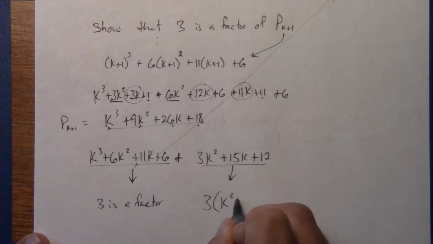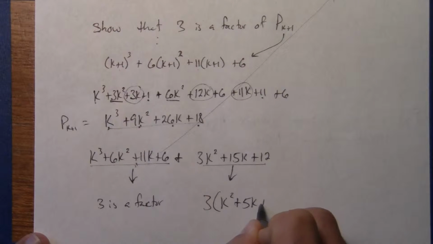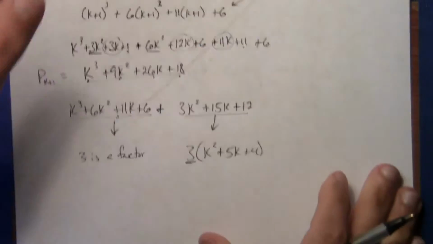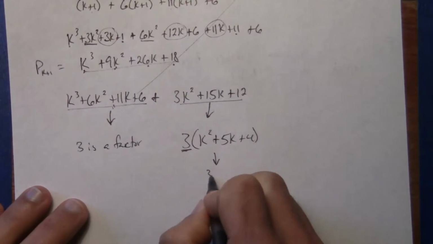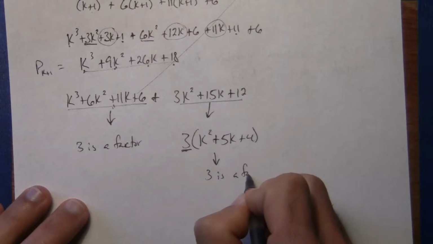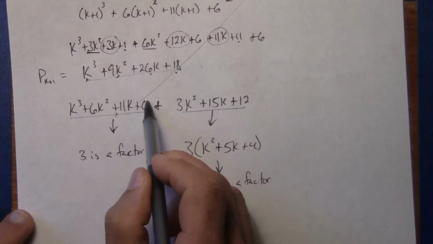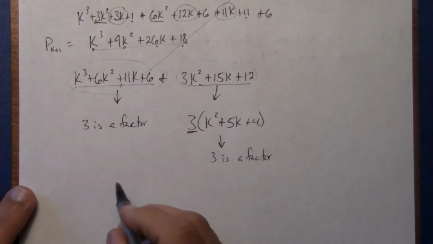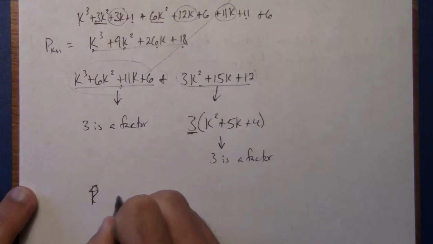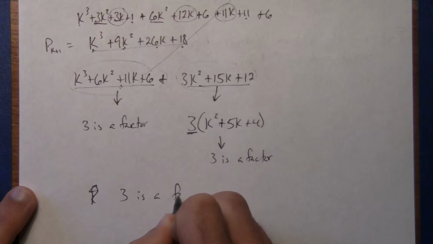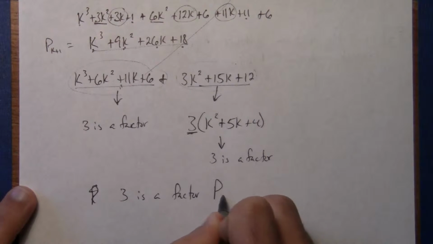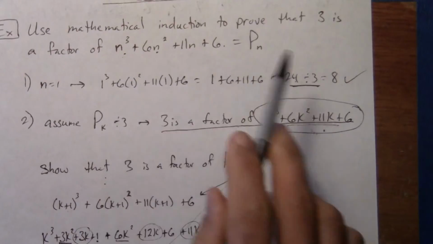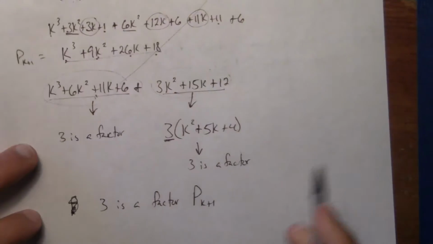It's 3 times (k squared plus 5k plus 4), and because of that 3 times that quantity, that means that 3 is also a factor of it. And so because 3 is a factor of this chunk here, and 3 is a factor of that chunk there, when I add them together I can say that 3 is a factor of p sub k plus 1, or the term that I would get when I plug k plus 1 in here. And there I have proven it.